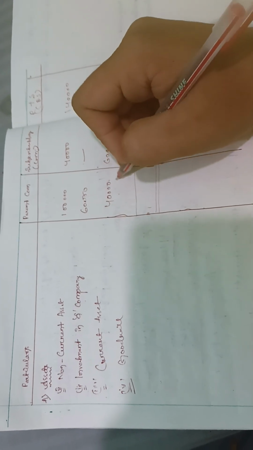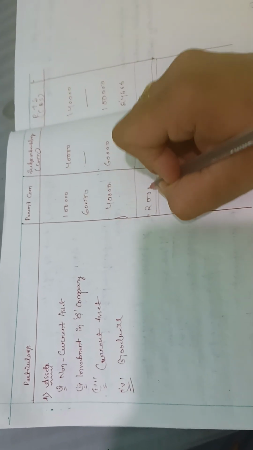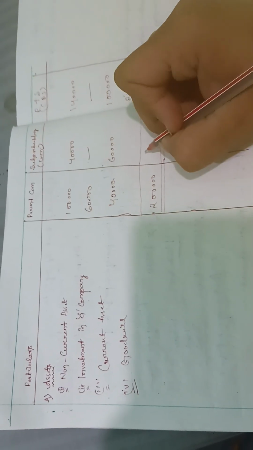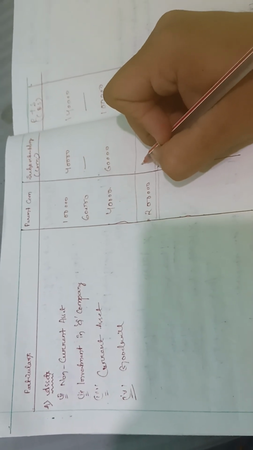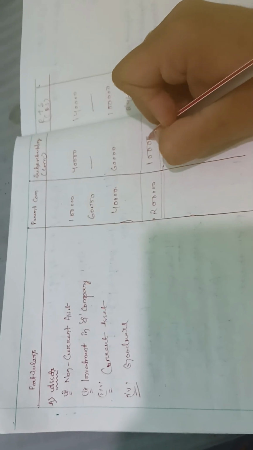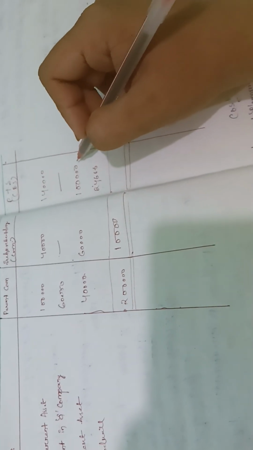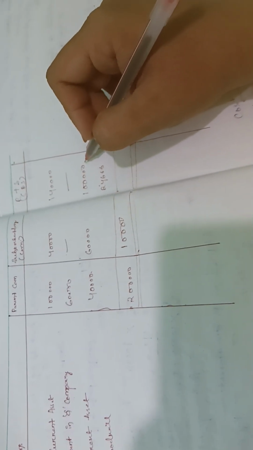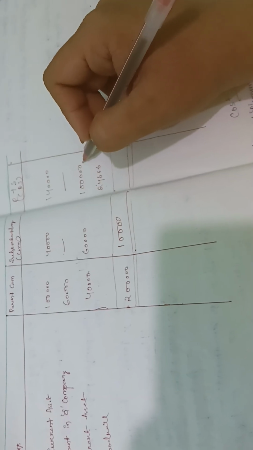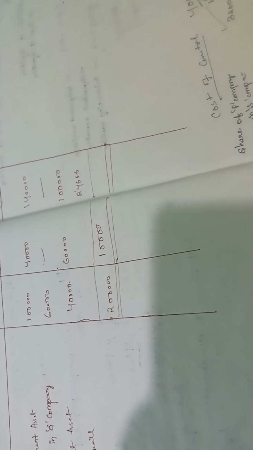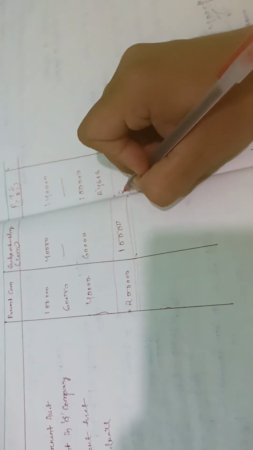How much is this, 1 lakh to 2 lakhs? It is 1 lakh, it is 40,000. 1 lakh 40,000, 2 lakh 40,000. Like 40,000, then 2 lakh.